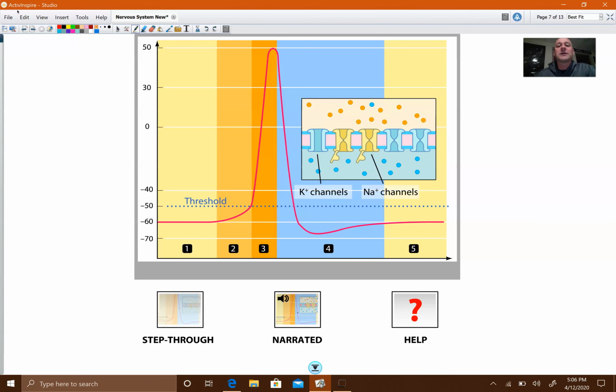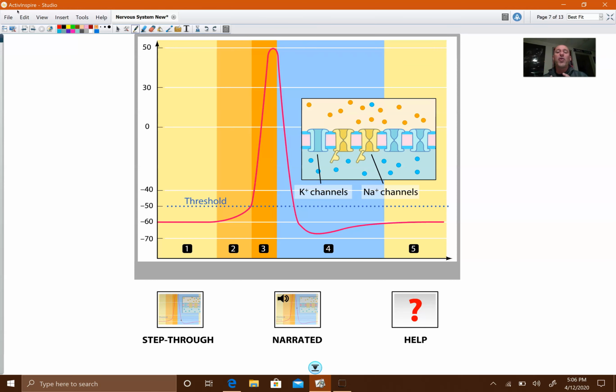All right, so let's take a look at what an action potential really looks like. This is a graph of what's known as an action potential. An action potential is a change in the electrical charge that transmits an electrical impulse down the axon of a nerve cell, so you can get information from one cell to the other.